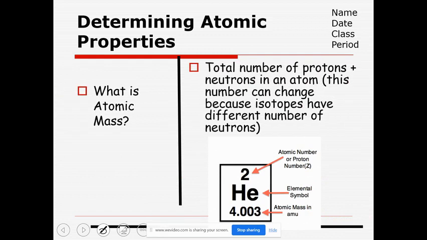Here's another shot from the periodic table, but this one, let's take a look at the atomic mass. Atomic mass is the total number of protons and neutrons in an atom. Their number can change because of isotopes, and we're going to get into isotopes later, but isotopes have a different number of neutrons.